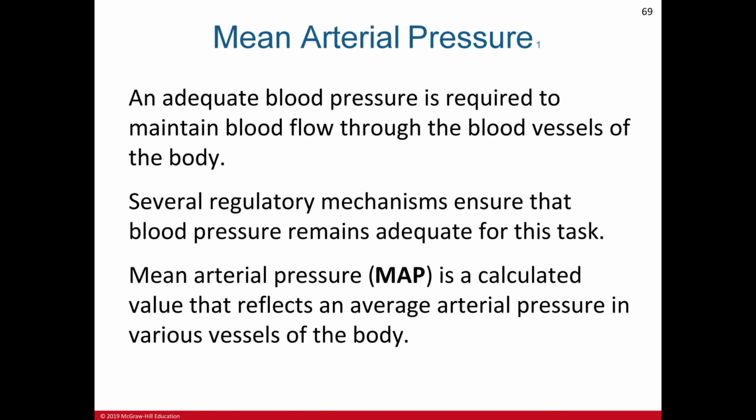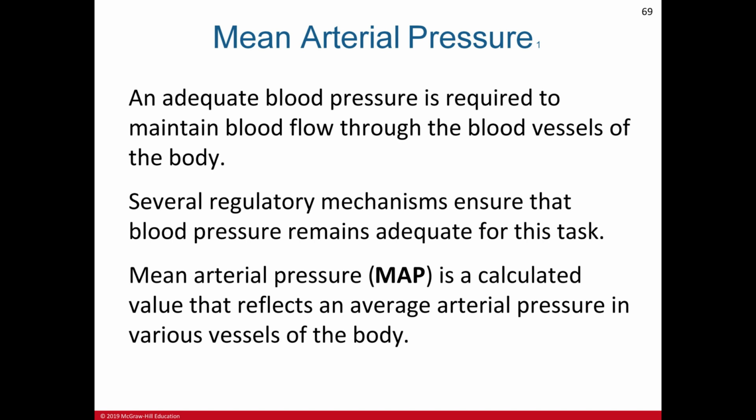For the regulation of the arterial pressure, an adequate blood pressure is required to maintain blood flow through the blood vessels of the body. So there are several regulatory mechanisms that ensure the blood pressure remains adequate for this task. So we have the MAP, or the mean arterial pressure, which is a calculated value that reflects the average arterial pressure in the various vessels of the body.